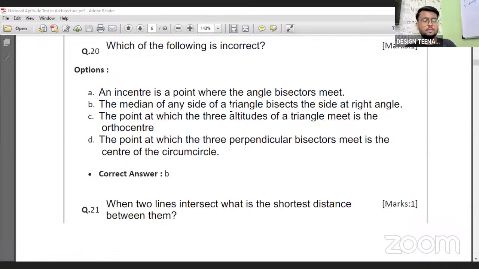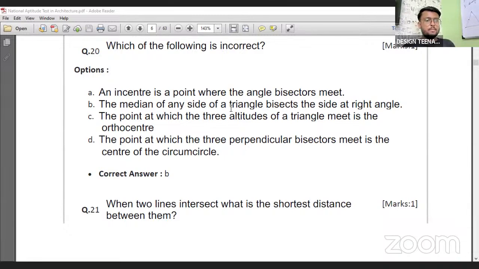Yes? Come up with something. Whatever you have, there can be several mistakes, but come up with your answer. How do you think that it is wrong? It will bisect a little below the line. It will not bisect on the side. See, it's telling the median of any side of a triangle. So for example, if we have a triangle like this, and there is the median, the median is over here at this point.